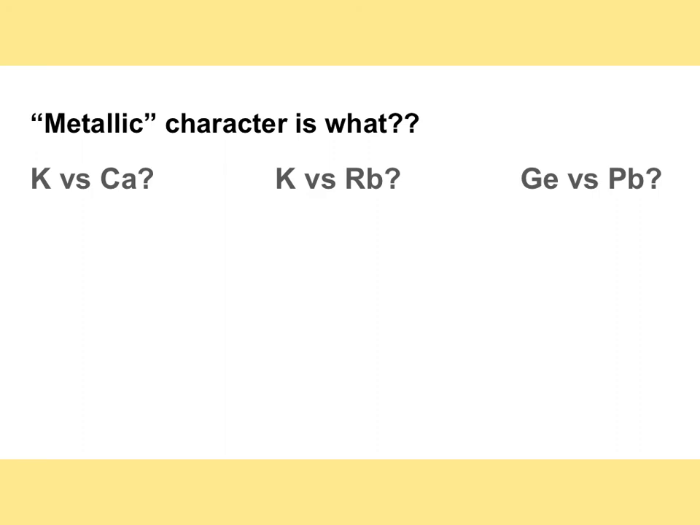Quick review of metallic character. Metals are good electron losers, so metallic character is an increasing tendency to lose electrons. And this can be based upon, pretty simply, the atomic radius. Okay? Potassium versus calcium. Let's see. Calcium atom is slightly smaller. Therefore, potassium is more metallic and is easier from which to remove an electron.